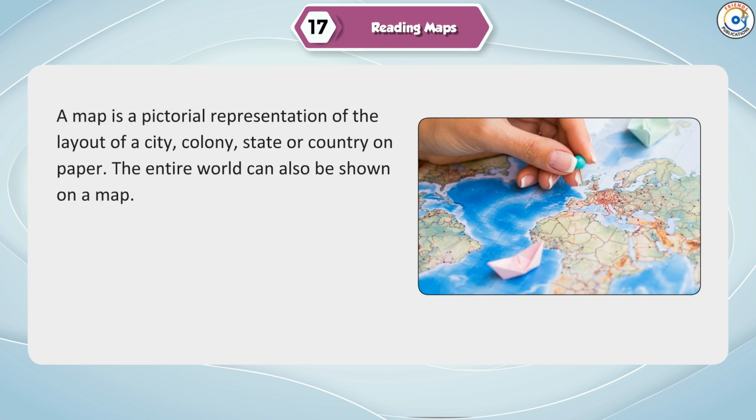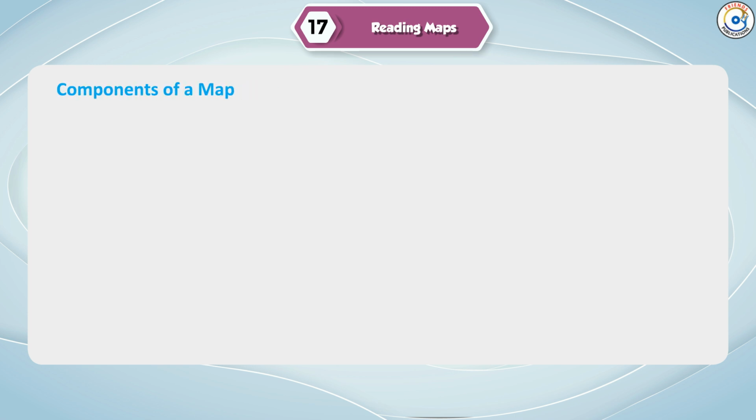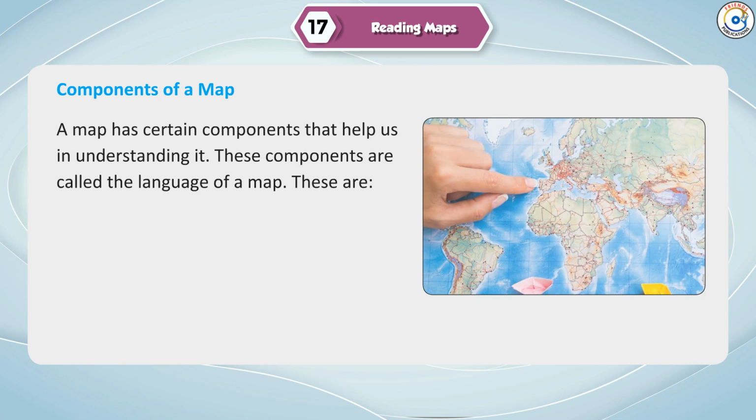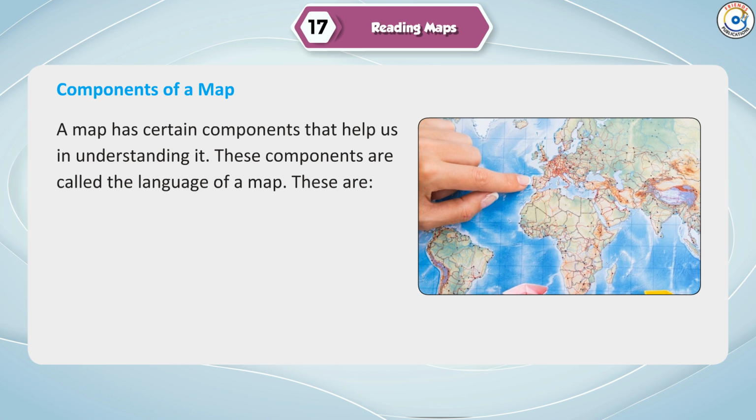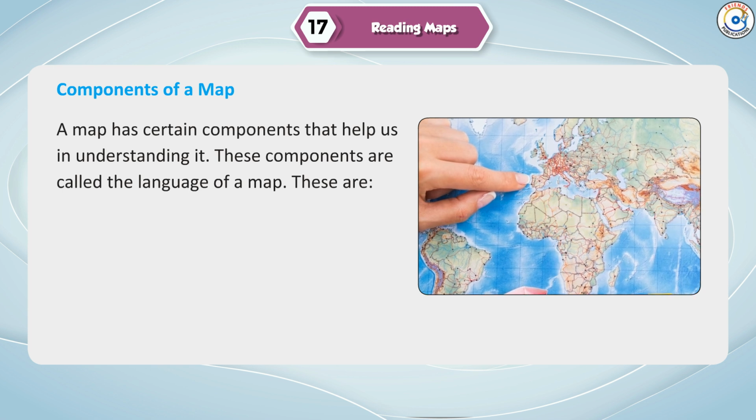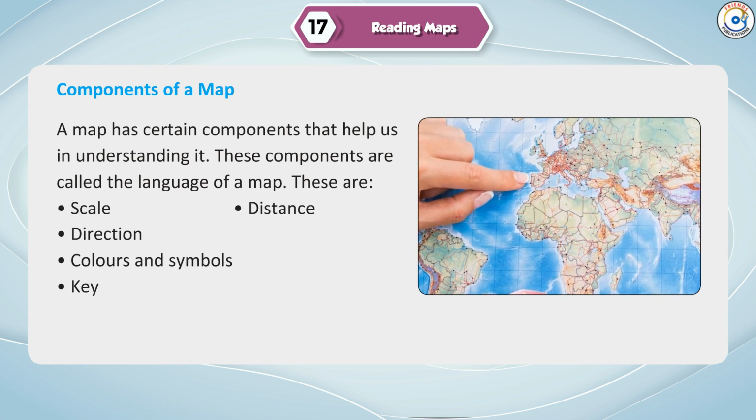A map is a pictorial representation of the layout of a city, colony, state or country on paper. The entire world can also be shown on a map. Components of a map. A map has certain components that help us in understanding it. These components are called the language of a map. These are scale, distance, direction, colors and symbols.